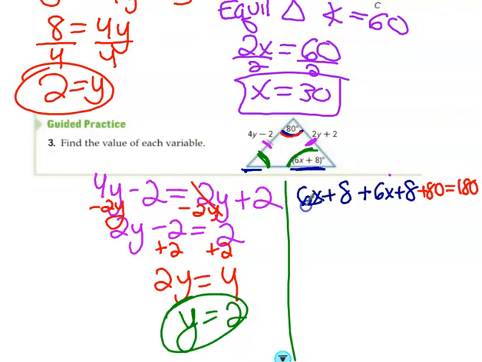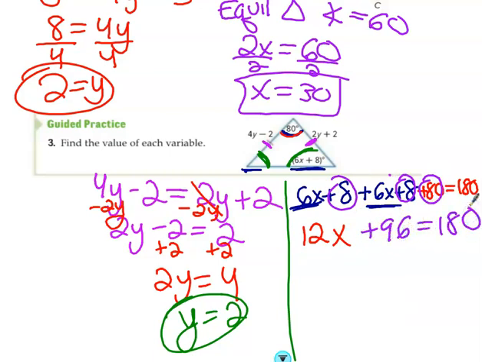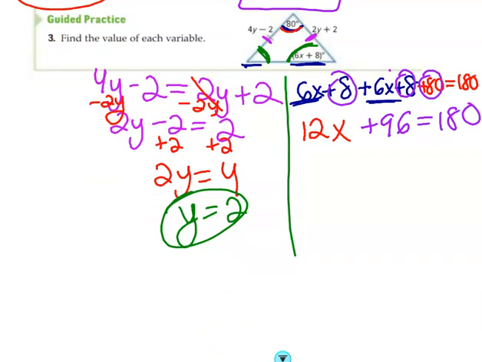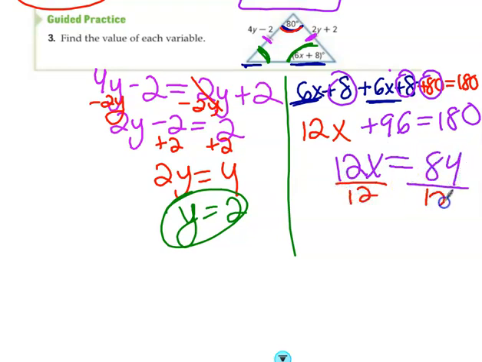Then what I can do is combine like terms. How many x's do I have? I have 12 x's. And then I can combine my constants. So 80 plus 16 is 96, which equals 180. From here, I'm going to subtract 96 and get 84. Then the opposite of multiplying is dividing, and x equals 7. So y equals 2 and x equals 7 for this isosceles triangle.